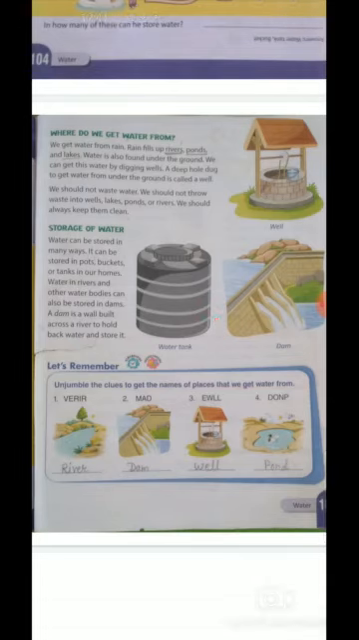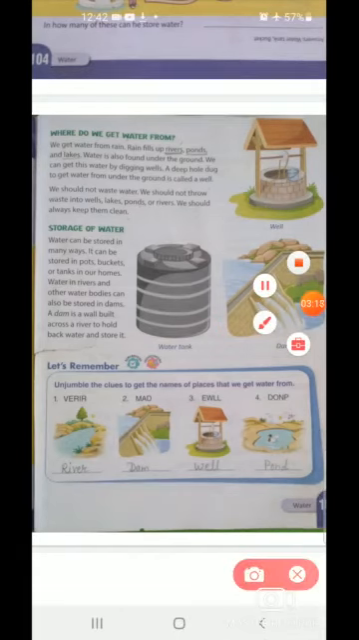Now you can see that some names of places are given here, and you have to rearrange these letters and complete these place names, like river, dam, well and pond. These are the sources of water.